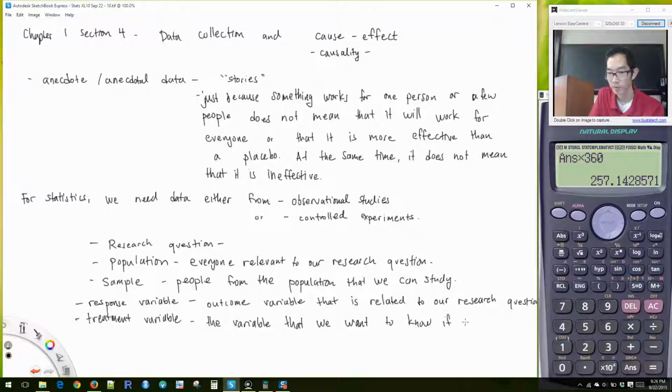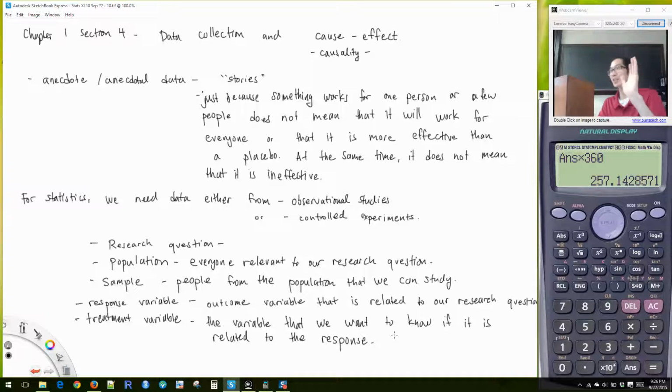If it is related to the response. Sorry, this sentence isn't the best English there, but I hope you understand what I'm trying to get at.